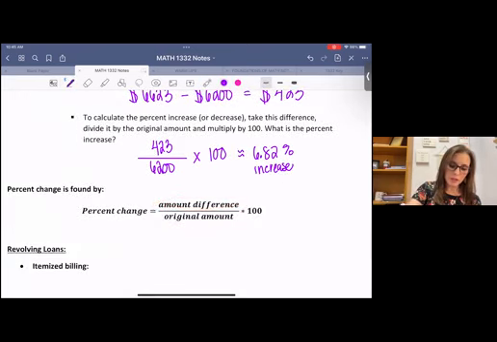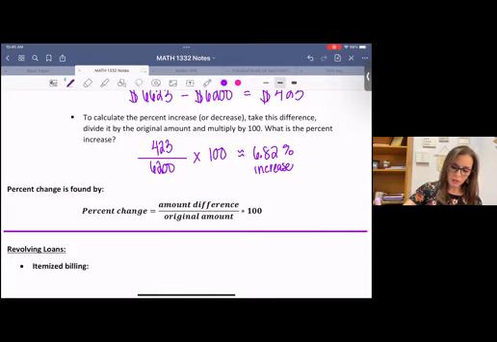I'm going to stop this lesson here for installment loans. In the next lesson, we'll go over revolving loans. So that's it for this part.